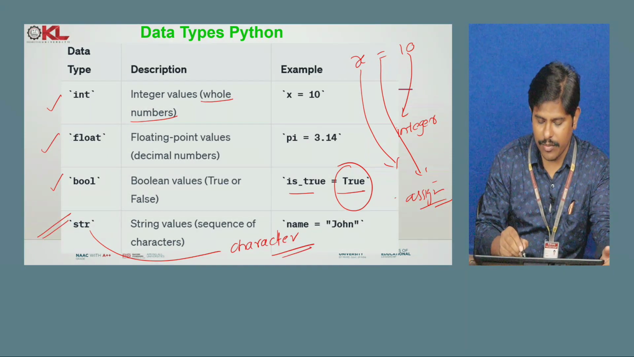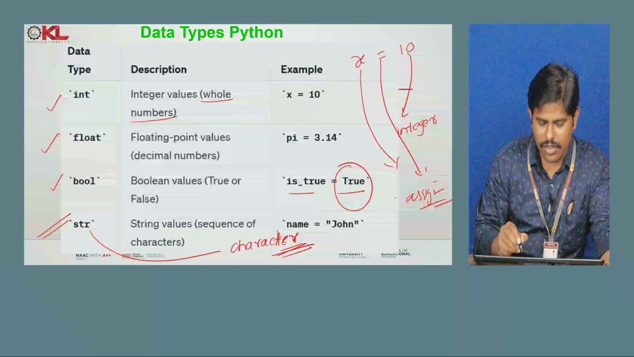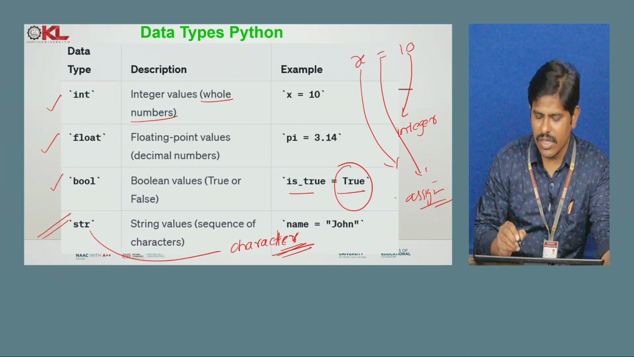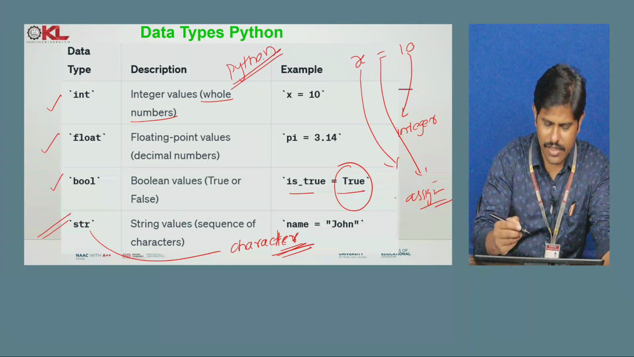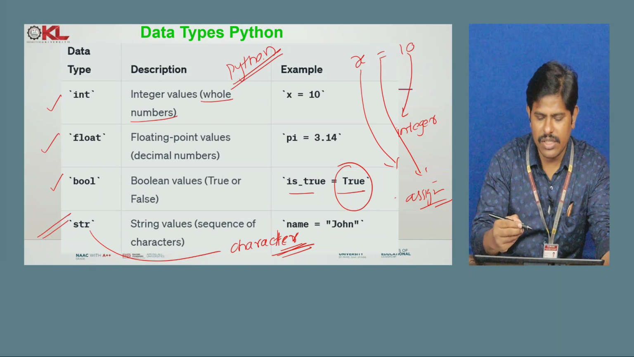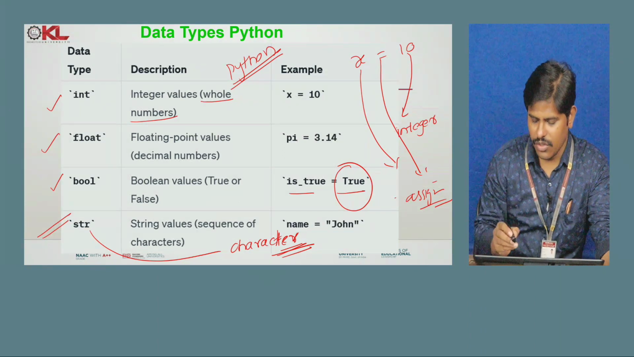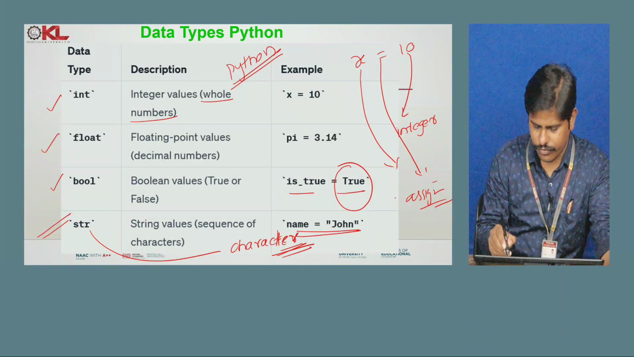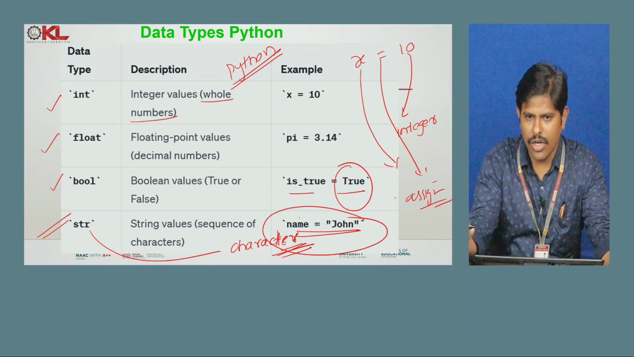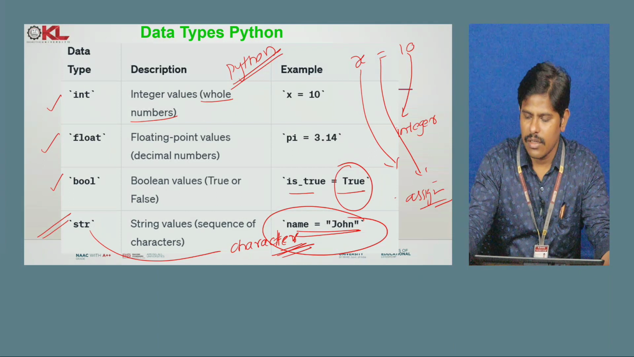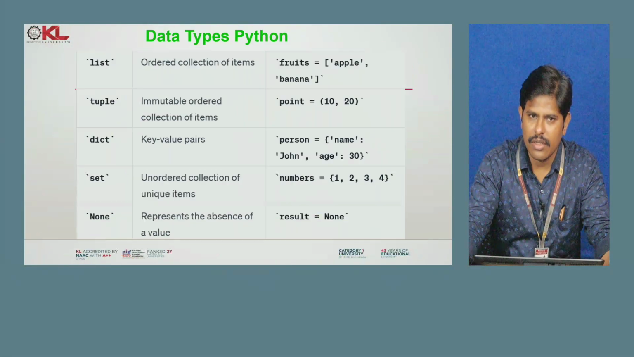And coming to the fourth simple one, string values. You call them string values, or character type in low level or mid level programming languages. String is nothing but a sequence of characters. So when I say my name, or when I say Python, it is a string that has characters P, Y, T, H, O and N. So name equal to John is a string data type. The string John is stored in a variable called name here.